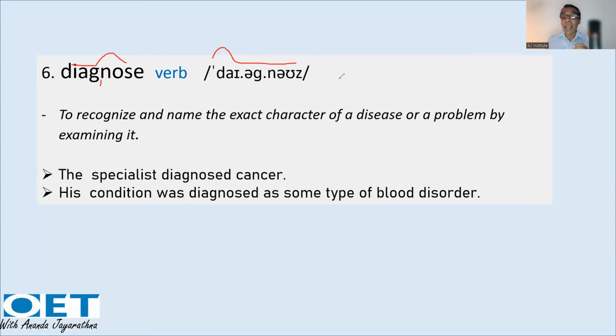So you know what diagnose means? But read this sentence aloud to get the correct pronunciation. The specialist diagnosed cancer. The second one, his condition was diagnosed as some type of blood disorder. Get the correct pronunciation. This time we have to stress the first syllable, not the second one. We don't say diagnose. No, we have to say diagnose.